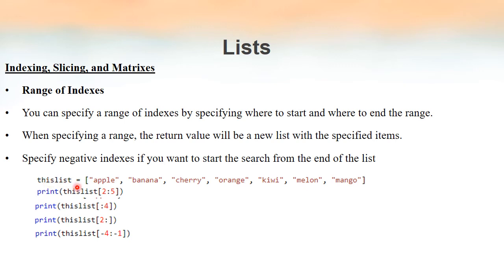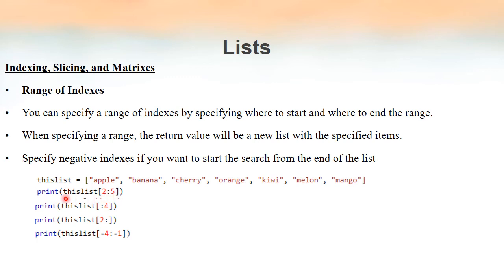So we have a main list. The list name is this list. It has several elements like apple, banana, cherry, etc. As you can see, there are altogether 1, 2, 3, 4, 5, 6, 7. There are 7 elements inside this list. And we are going to specify the range by which we have to slice the list. First of all, we are mentioning here 2:5.